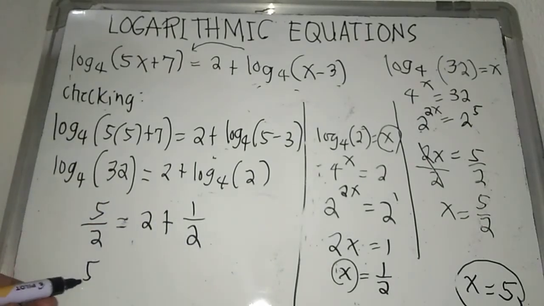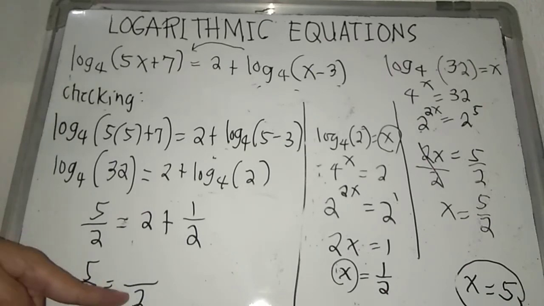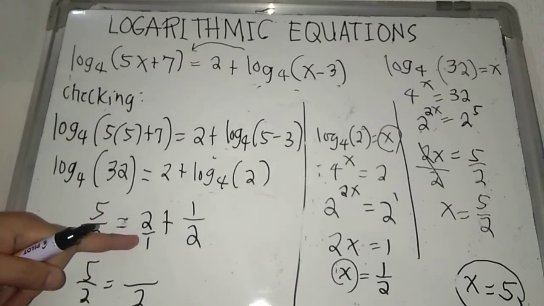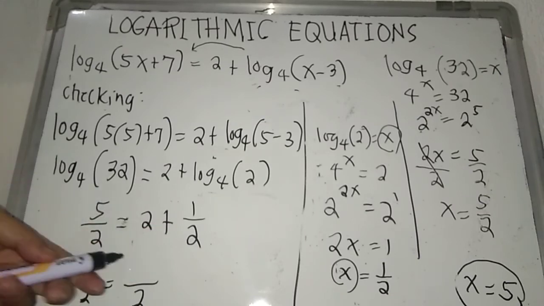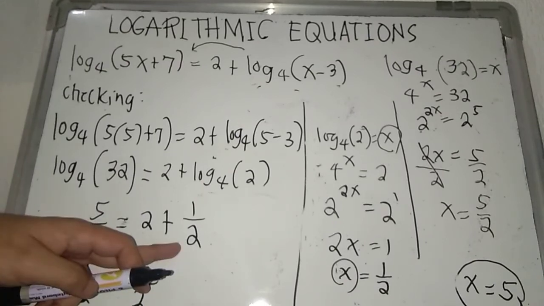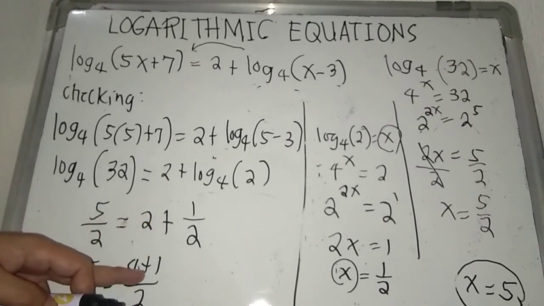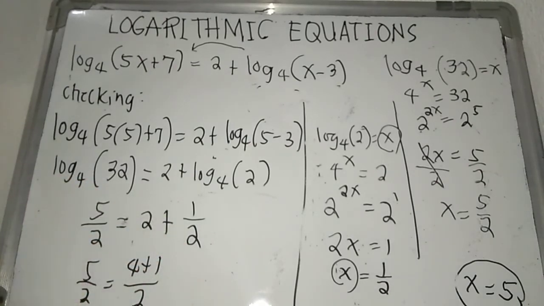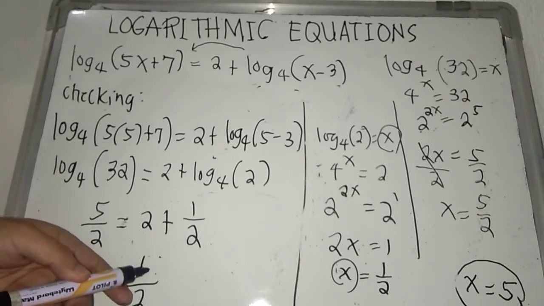Now, what is 2 plus 1/2? We need an LCD of 2, so 2 over 1, because it is understood that we have a denominator of 1. Anyway, 2 over 1 is still 2. So 2 divided by 1 is 2, times 2 is 4. 2 divided by 2 is 1, times 1 is 1. You have to copy the operation sign. But what is 4 plus 1 over 2? 4 plus 1 is 5.